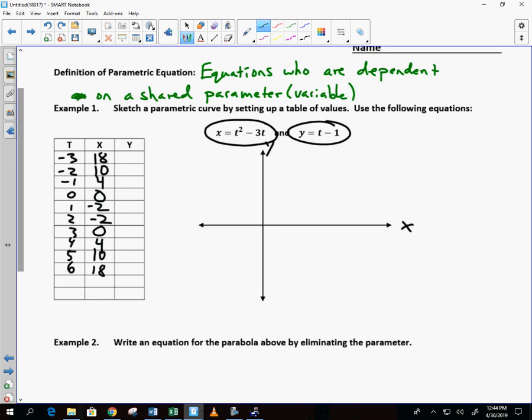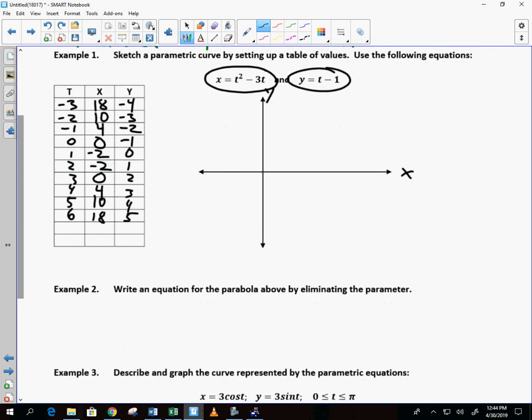You take the t value and you subtract 1. So -3 minus 1 is -4. -2 minus 1 is -3. -1 minus 1 is -2. -1, 0, 1, 2, 3, 4, 5. So there's our setting, okay?